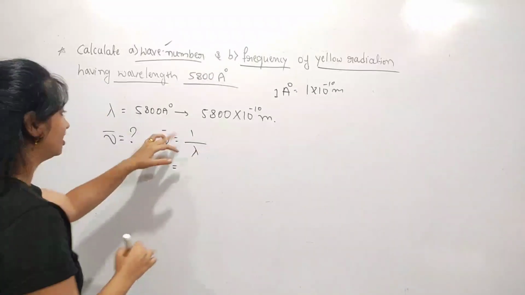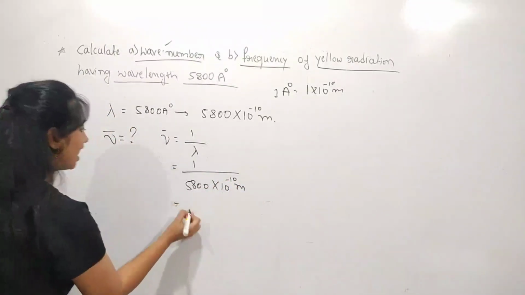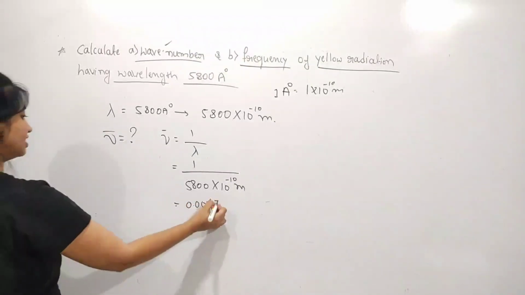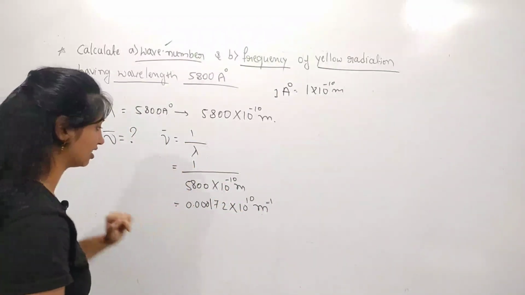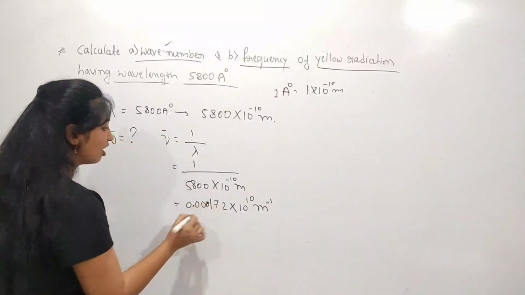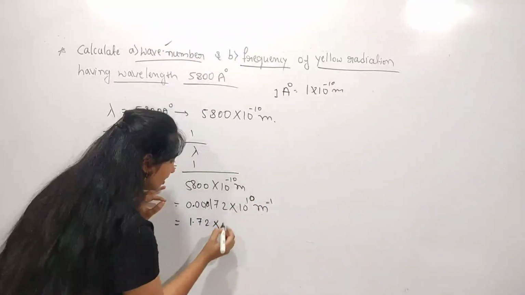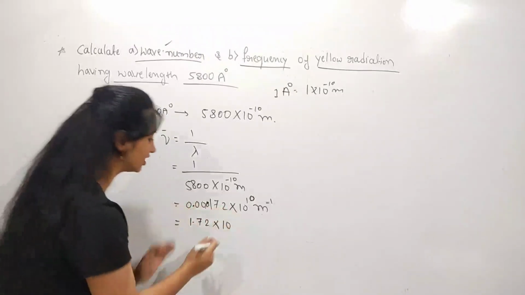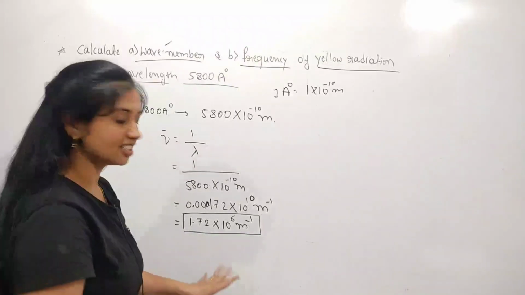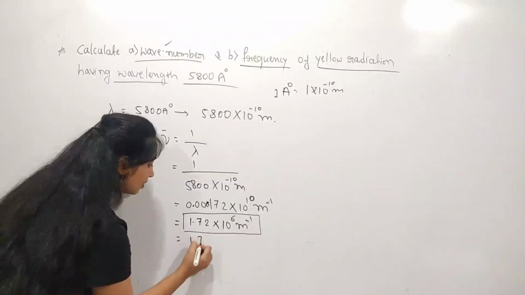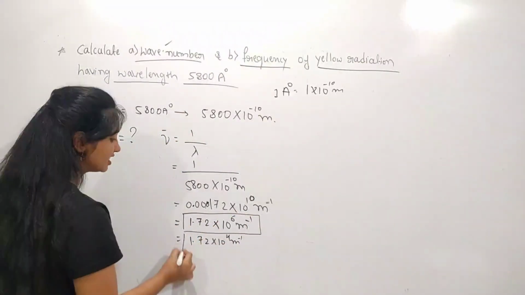Then put the value here, 1 divided by 5800 into 10 raised to minus 10 meter. Then the value is 0.000172 into 10 raised to 10 meter inverse, because it is a reciprocal. Then I put this decimal point after 4 digits, 1, 2, 3, 4, 1.72 into 10 raised to 6 meter inverse. So this is our answer. If I write this answer in terms of centimeter, then 1.72 into 10 raised to 4 centimeter inverse, because centi means 10 raised to minus 2, 6 minus 2 is 4. So this is our value here.